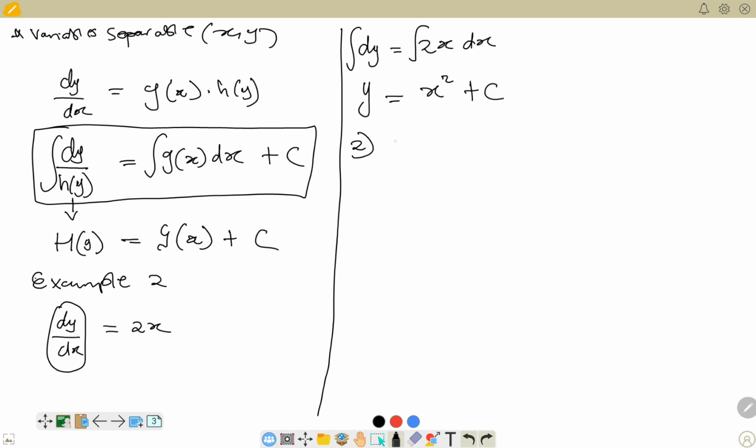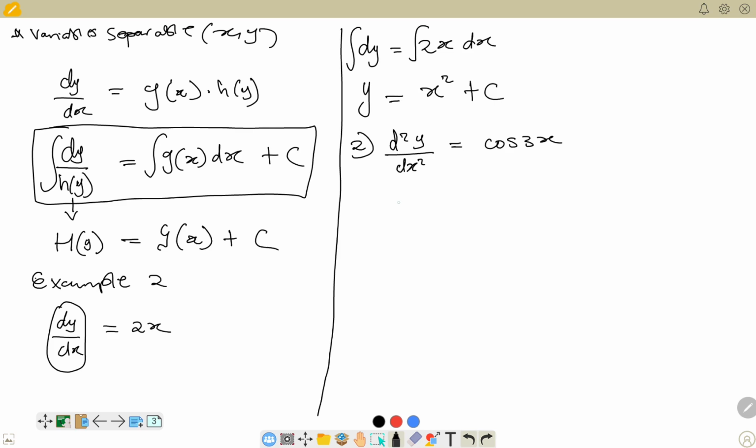Here's another problem. If we have d squared y over dx squared equals cos 3x, we can see that this is a second order differential equation because we have d squared y over dx squared, that is the second derivative. If we want to find a general solution, it has to be y in terms of x at the end. So how can we do that?